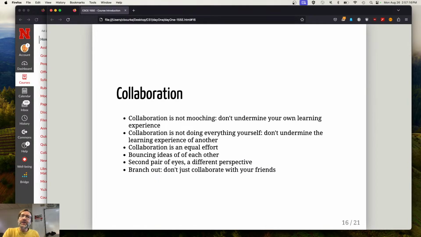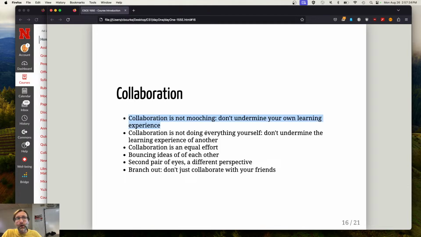Collaboration is not mooching. When you decide to team up with somebody either in lab or hack, it doesn't mean that one person does all the work. It's not that you're going to mooch and let your partner do all the work, and I'll just coast, right? You're undermining your own learning experience if you do that.